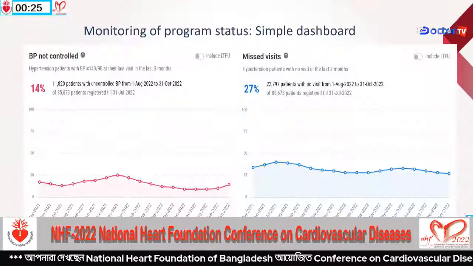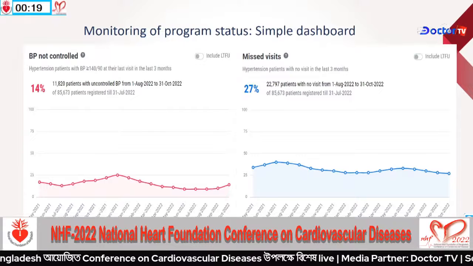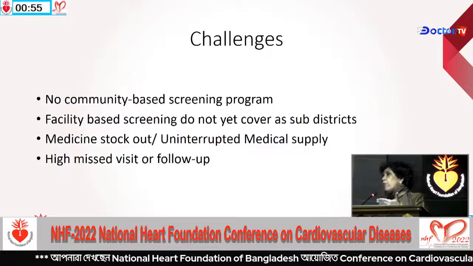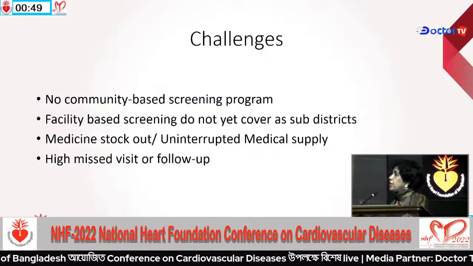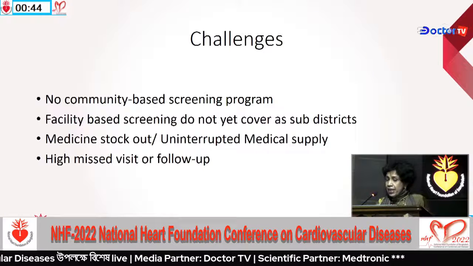Everything is not really that rosy, because 14% of patients are still not under control and 27%, that is almost a third of the patients, are missing their return visits. So they're not coming back. Those are the challenges. Sometimes the Upazila Health Complex can be quite far from where you live and it takes money to travel there, so some patients can't be bothered. And hypertension, as we all know, is something where most patients are asymptomatic, so they can't be bothered to be treated or to go there. So we need to motivate these patients. And one of the ways to do that is maybe to bring it to the community-based clinics, just to the villages. That might solve the problem.